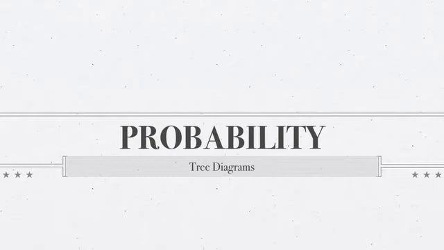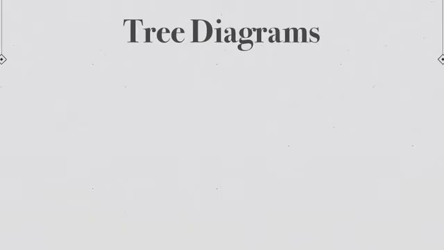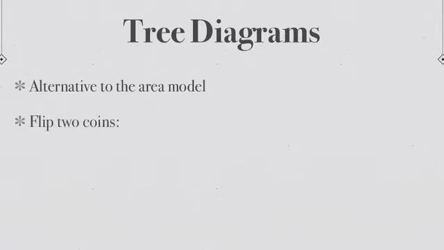All right, welcome back. Here's video number 6. This is about tree diagrams, something you might have seen before. So tree diagrams, they're an alternative to the area model. And so, for example, let's do this when we're going to flip 2 coins.